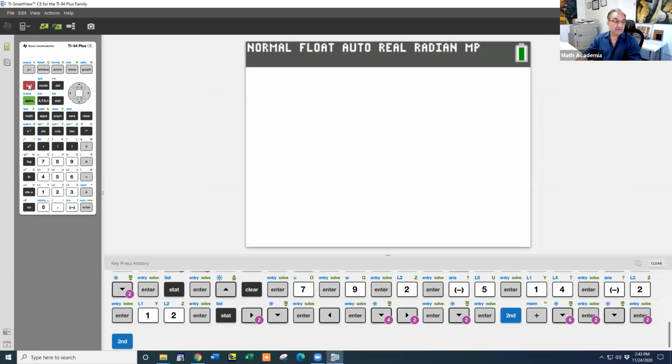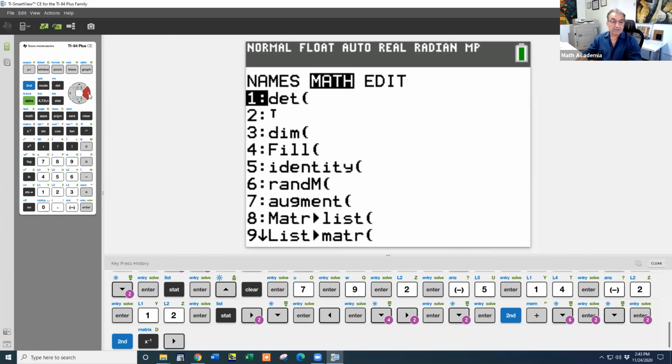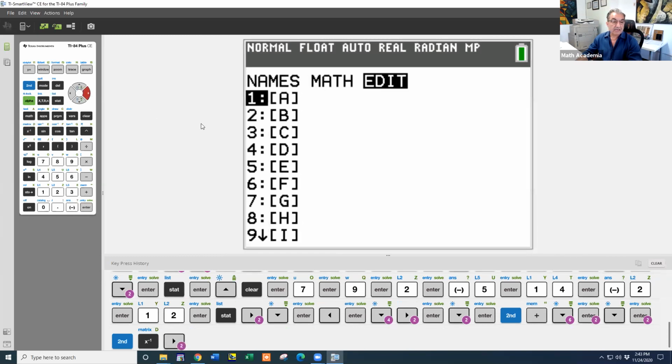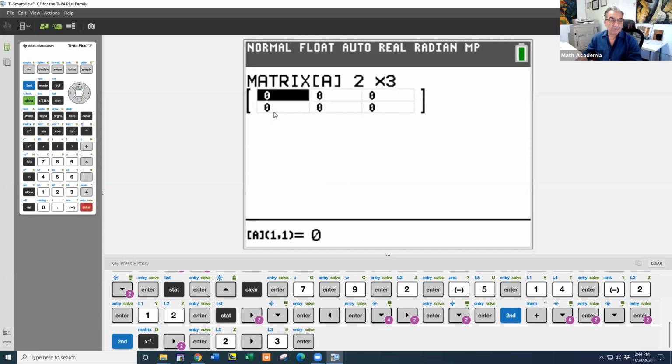You have to do second function. Matrix is right there on top of x to the power of -1. So click on that and go to edit and just pick the first one. You have to put the size of the matrix, which is the size of our table. The first number is the number of rows. So we said we had 2 rows. The second number is the number of columns. So we said we had 3 columns, and you enter that. And you put the numbers one by one.